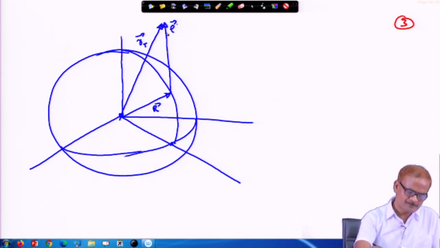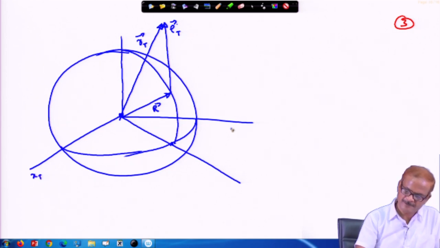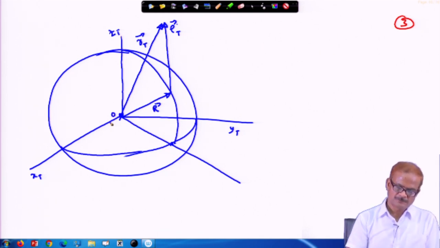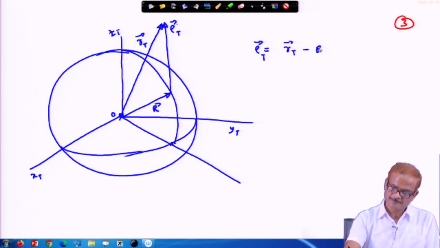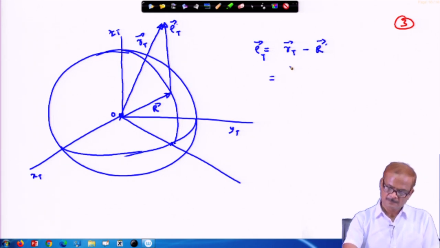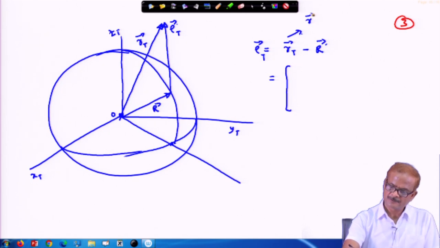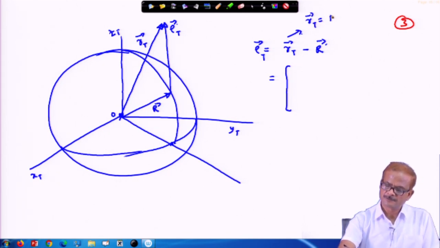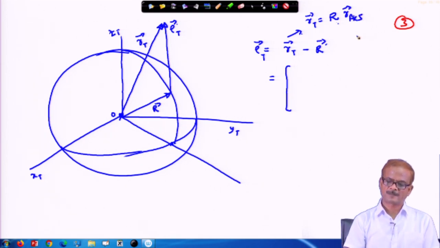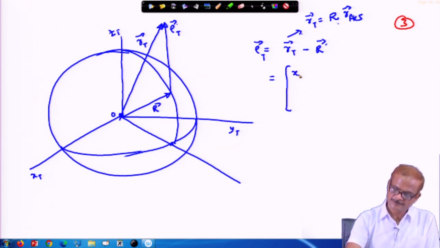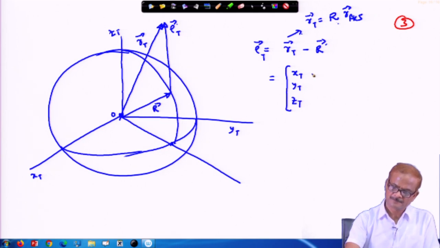So, this is in the topocentric frame. Topocentric means this is x t, y t and z t, and this is O, which is rotating along with the earth. So, the rho in the topocentric frame can be written as r t minus r, and where is this coming from? This is coming from r topocentric, which equals the whole rotation matrix, the precession, nutation, the rotation and the polar motion that we have included, times r f k phi. So, for the topocentric coordinate we can write x t, y t and z t, and minus r.